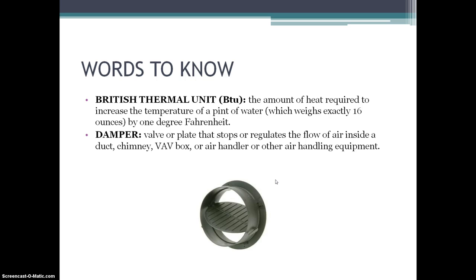All right, continuing, there's a British thermal unit, or BTU. It's the amount of heat required to increase the temperature of a pint of water by 1 degree Fahrenheit. A pint of water weighs about 16 ounces, or 1 pound. And a damper is a valve or plate that stops or regulates the flow of air inside a duct, chimney, VAV box, or air handler, or other air handling equipment. And that's the picture below to give you an idea of what it looks like.